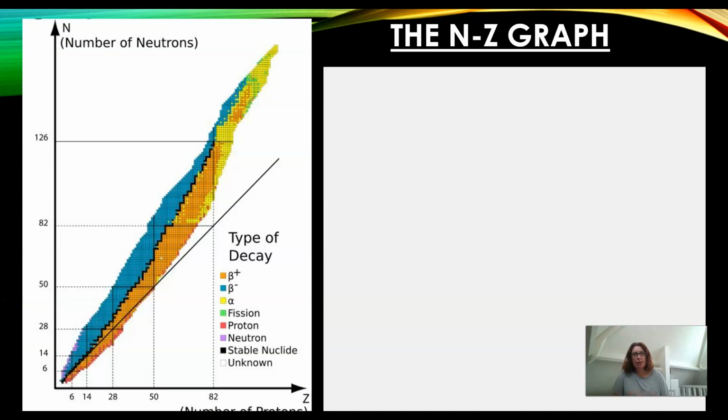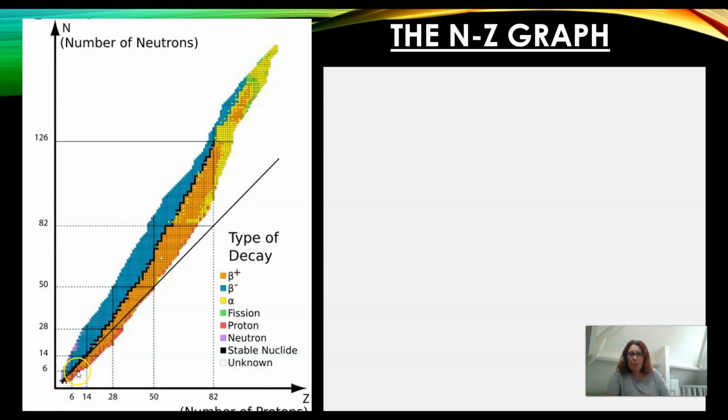So the first thing to look at is this thing called the NZ graph. Have a look on the left. Up the left hand side, we've got N as the number of neutrons, so these are the number of neutrons present in an atom. And then you've got Z along the bottom, which is the number of protons. So the NZ graph is a graph showing, if you increase the number of protons, what happens to the number of neutrons.